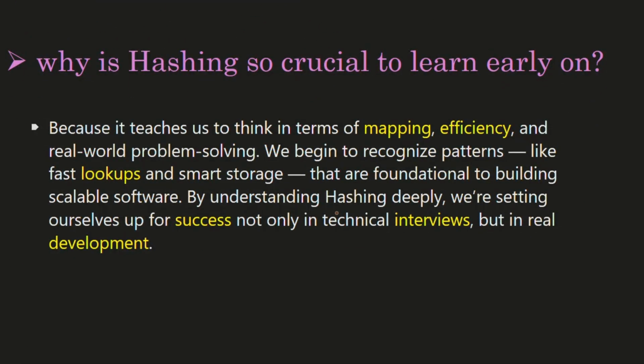So why is hashing so crucial to learn early on? It is because it teaches us to think in terms of mapping, efficiency, and real-world problem solving. We begin to recognize patterns like fast lookups and smart storage that are foundational to building scalable software. By understanding hashing deeply, we're setting ourselves up for success not only in technical interviews, but in real development.